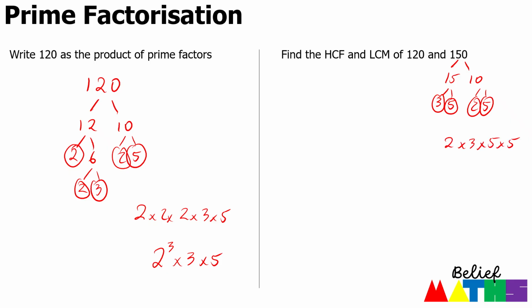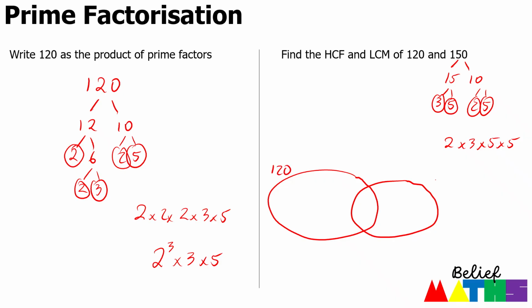Now when you're asked to find the highest common factor and lowest common multiple, the best thing to do is to draw a Venn diagram. So we've got our two sets, 120 on one side and 150 on the other side. And what we want to do is compare those two lists of prime factors that we found, and we're going to cross out. So this 2 is going to match with this 2, so that goes into the middle. This 3 is going to match with this 3, so that goes into the middle. And this 5 and this 5 match, so that's going to go into the middle. And then left over in the 120 is 2 2's, and left over in the 150 is a 5.